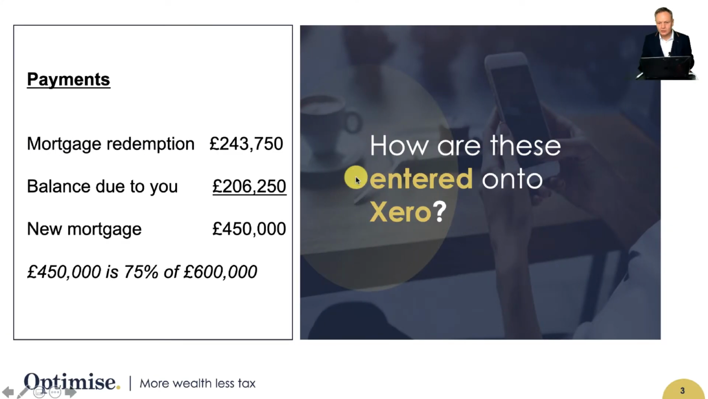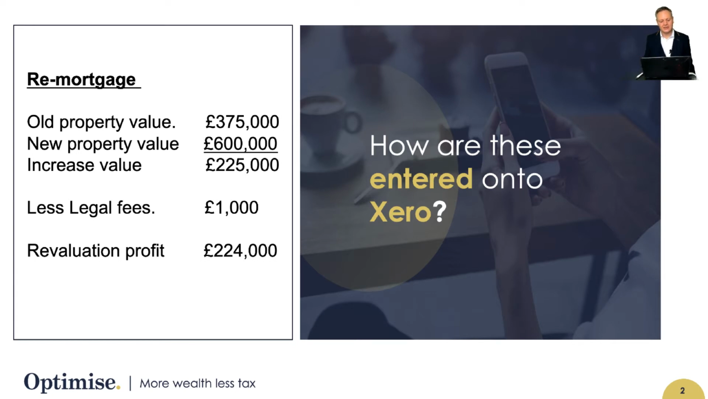So we need to do two things. We need to increase the valuation of the property itself, and then we need to do some other simple things as well. The first thing I would say to you is we've got the old property value and the new property value, and then we've got this increased value of 225, which needs to be reflected in the accounts. So how do we go about that? Well, it's a good question. What we are going to do is create a balance sheet adjustment.